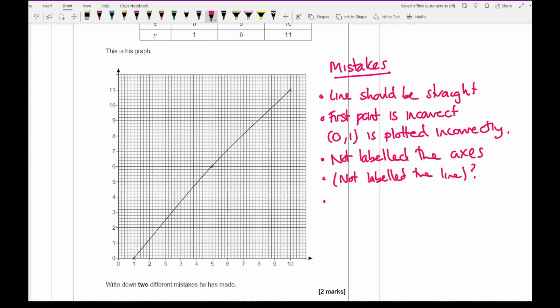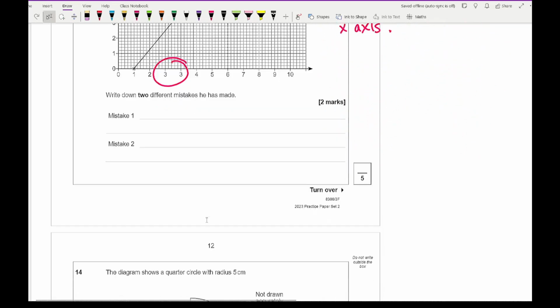Now, one that you may not have spotted, and I took a while to spot this, is that they actually plotted 2 3s. So 3 appears twice on the x-axis. So let me just rub that out. And so 3 appears twice on the x-axis. And I'll probably say they're the ones going to be the most common answers. So any 2 of those would be absolutely fine.